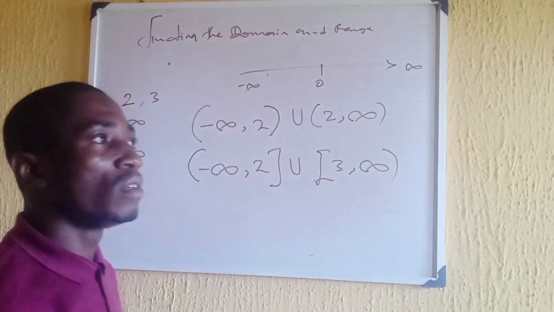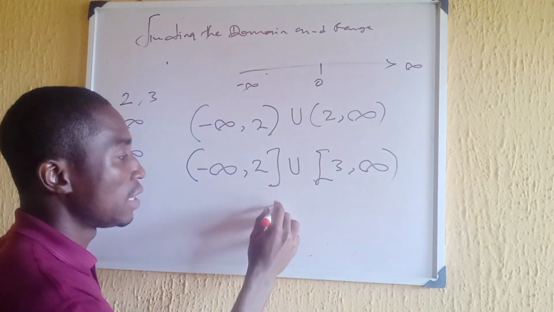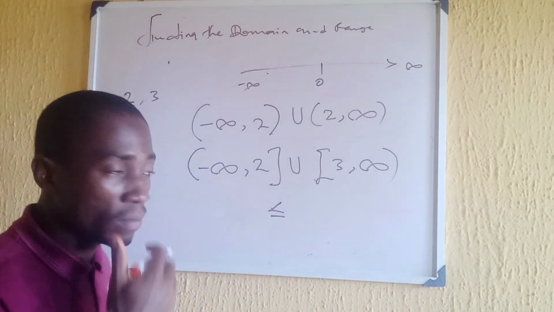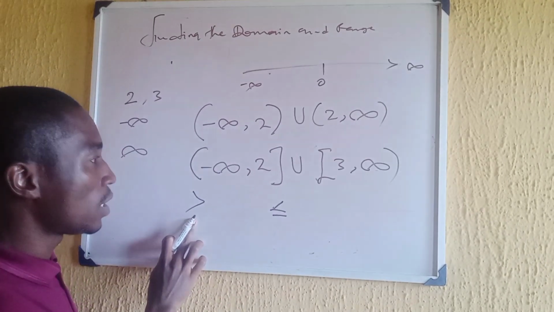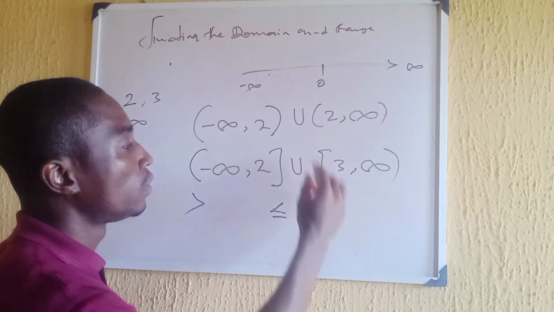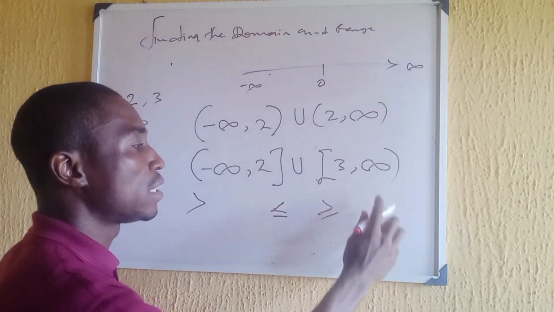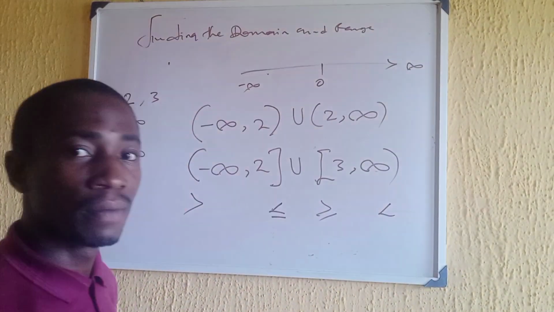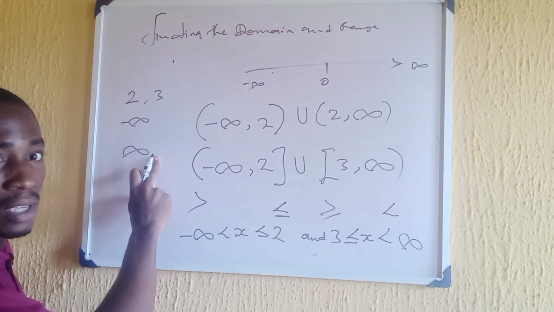Now, using inequality to show it, this guy is the same thing as less than or equal to. Whereas this guy is the same thing as greater than. Then this guy is the same thing as greater than or equal to. Whereas this guy is the same thing as what? Less than.